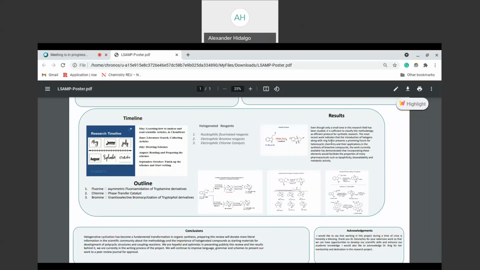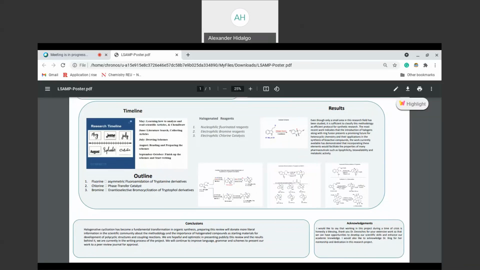The most recent work indicates that introduction of these halogen atoms along with the ring fusion presents a really promising future, especially for understanding more of heterocyclic chemistry and the applications of synthesis of bioactive compounds. The idea is that we develop these protocols more efficiently.